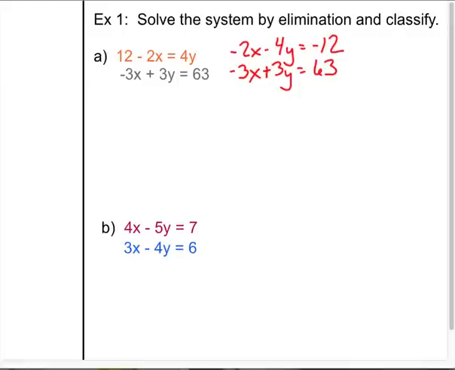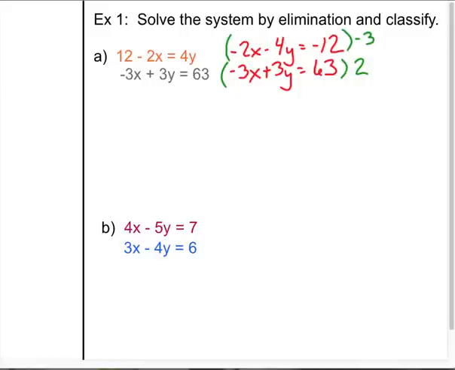In order to eliminate my x's, I have to find a number that 2 and 3 both go into, the least common multiple. Kind of similar to finding a common denominator when you're adding and subtracting fractions. Well, the least common multiple of 2 and 3 is 6, but I need one to be positive and one to be negative. So I'm going to multiply my first equation by a negative 3 and my second equation by a 2. Now when we do that, we have to multiply everything in the equation by those constants, because whatever you do to one side, in order to keep it equal, you have to do to the other.